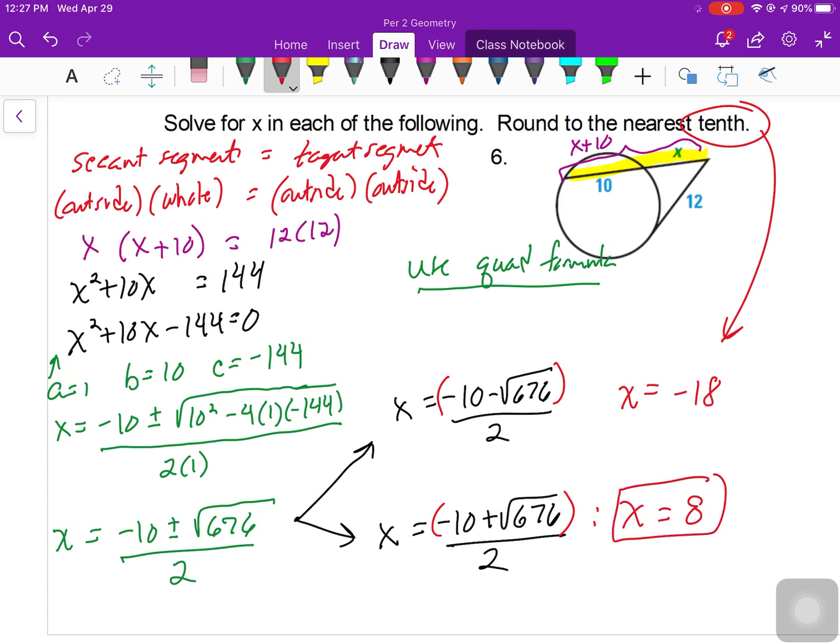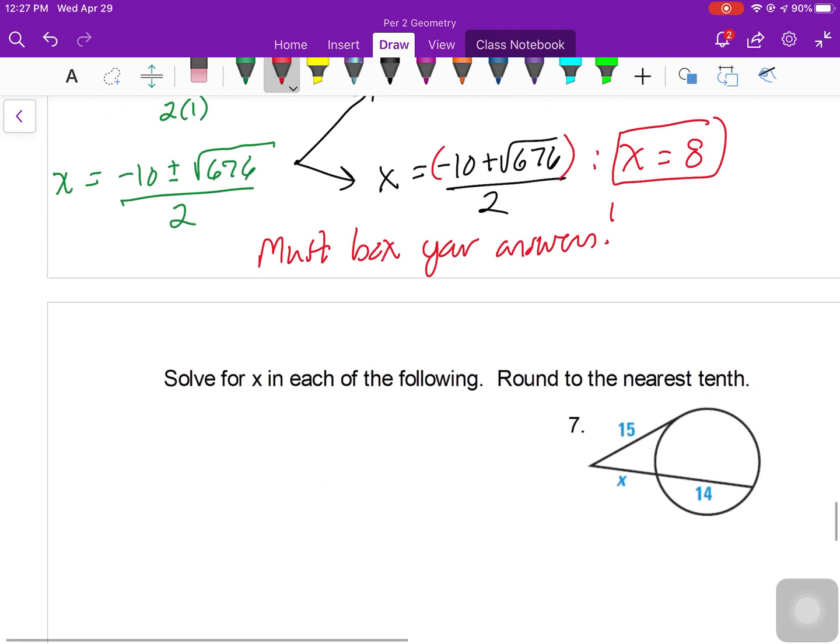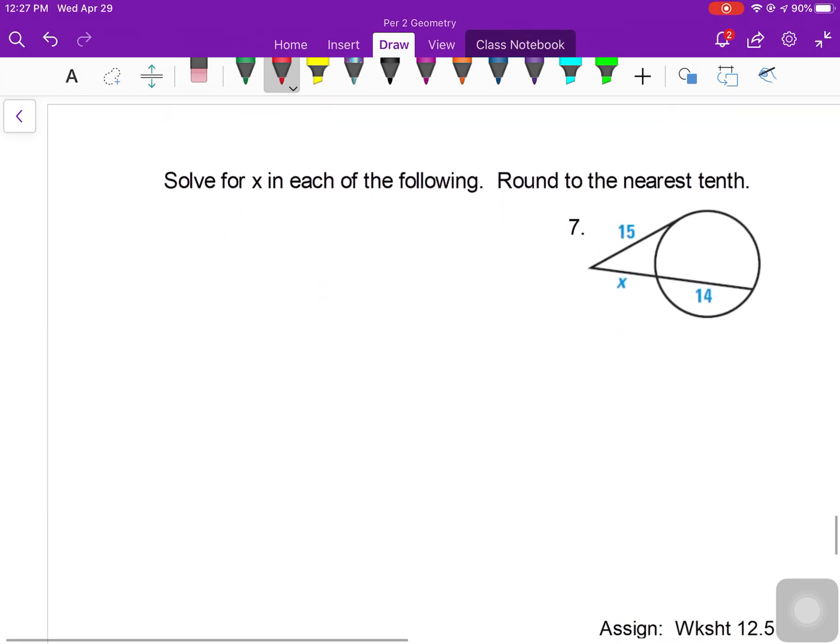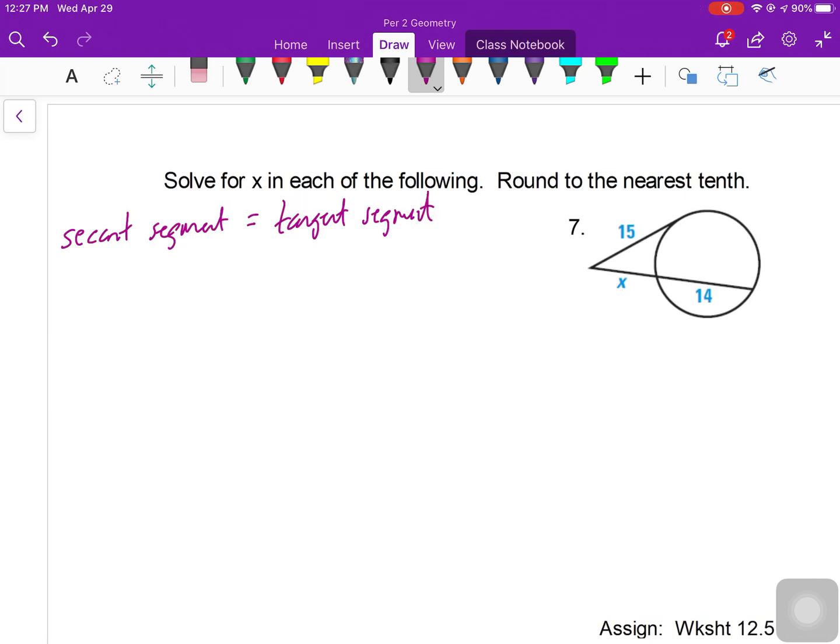Now, once again, in this problem, x cannot be negative, lengths can't be negative, so we would box only this one. And you must box your answers, or it will unfortunately have to be counted wrong. Let's try one more example, and then I'll leave you to your practice. So here we have that exact same situation that we've been dealing with, the secant segment and the tangent segment.